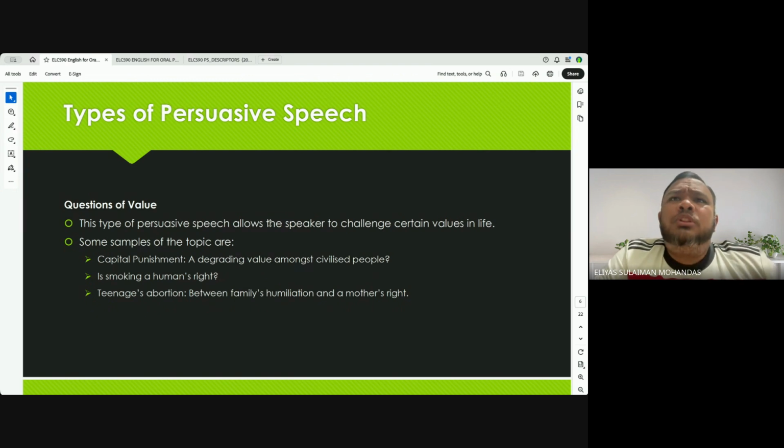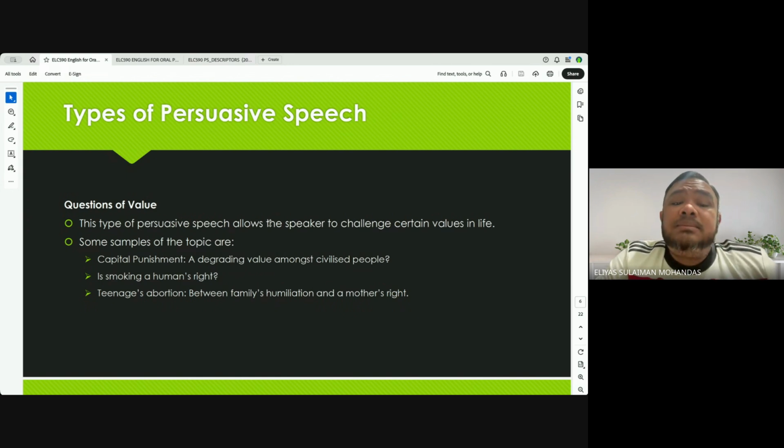As much as you don't want to smoke, we want to smoke. So it's our right. So some people believe that it's your right to smoke. Some people believe that, no, it's not your right to smoke because the majority of us don't smoke. You are among the minority. So you have to follow the majority, for example.